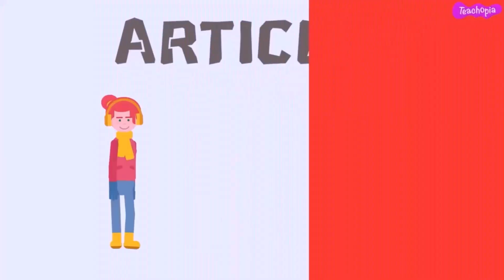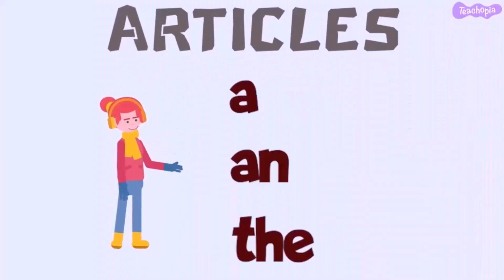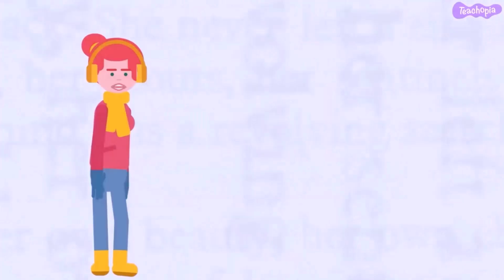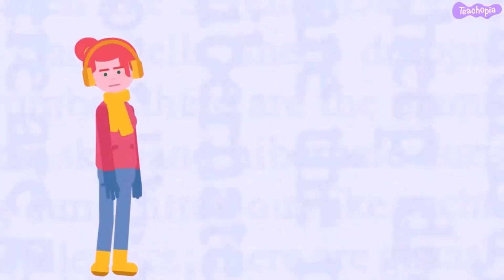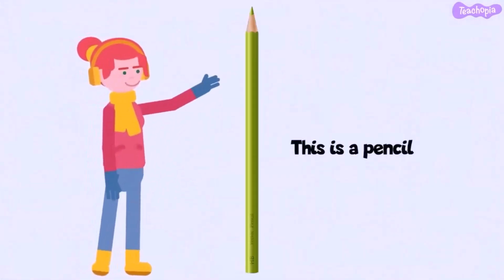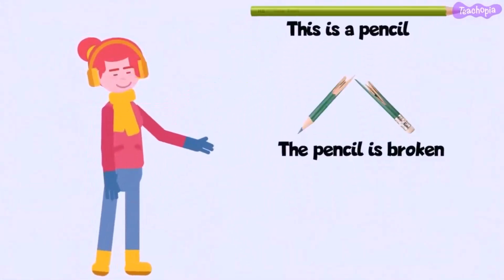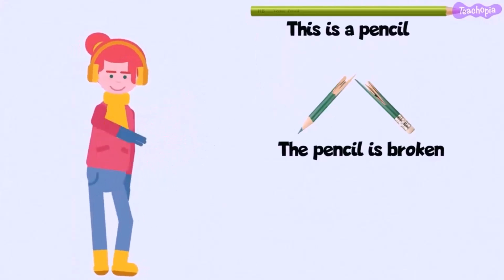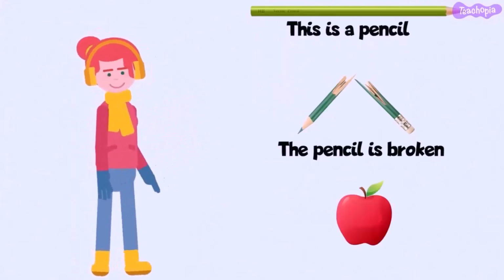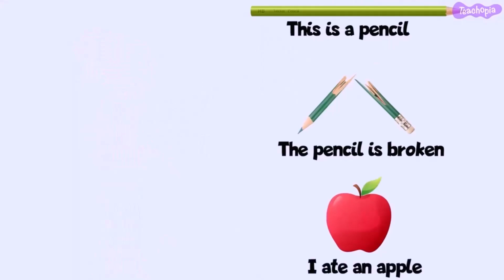Let's learn about articles. A, an, and the. Here are a few sentences. Let's read them together. This is a pencil. The pencil is broken. I ate an apple.